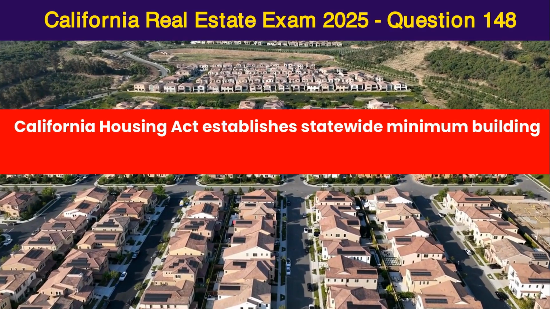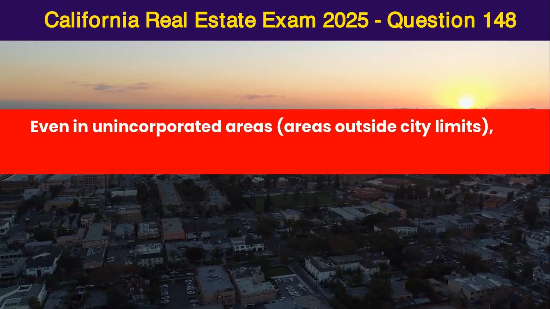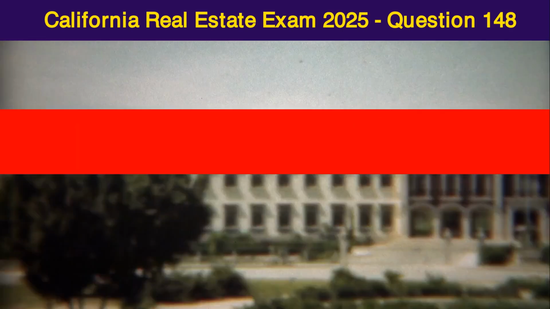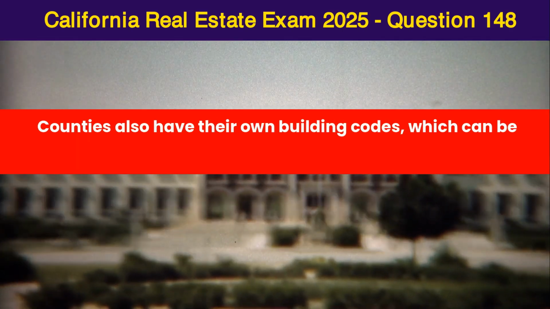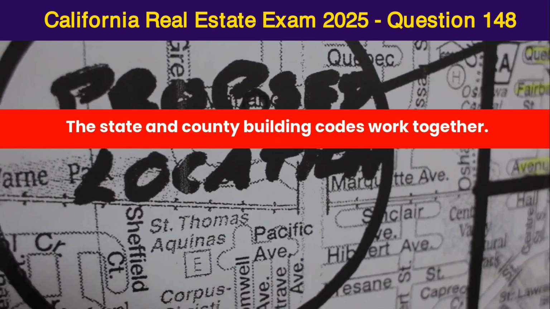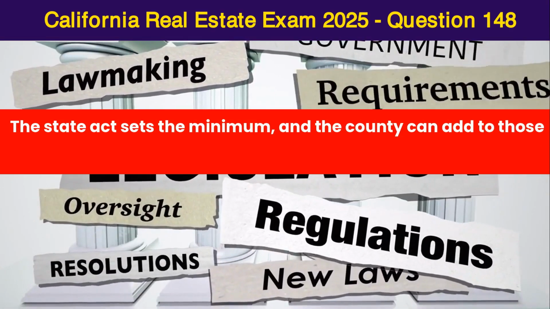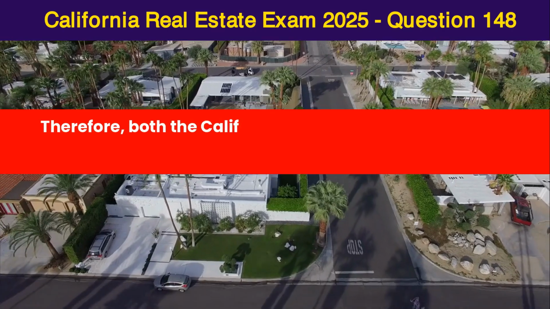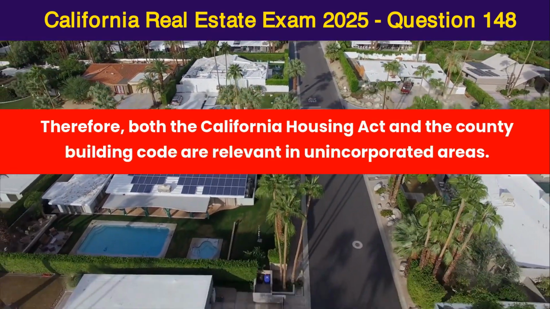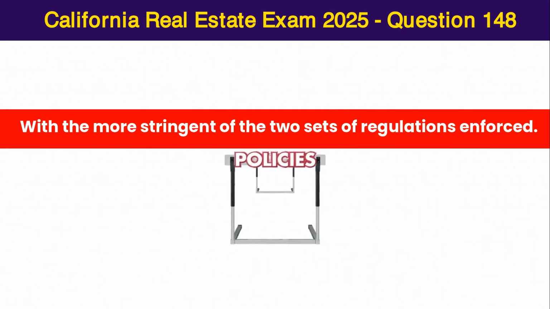California Housing Act establishes statewide minimum building standards. Even in unincorporated areas outside city limits, the California Housing Act applies. Counties also have their own building codes, which can be stricter than the state standards. The state and county building codes work together. The state act sets the minimum, and the county can add to those requirements. Therefore, both the California Housing Act and the County Building Code are relevant in unincorporated areas, with the more stringent of the two sets of regulations enforced.